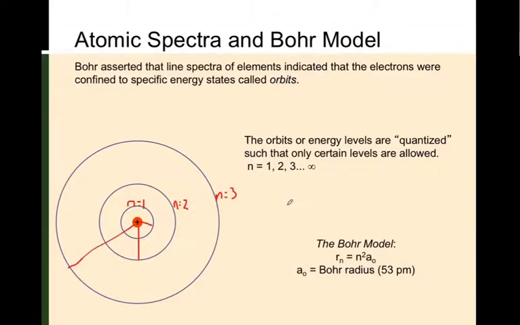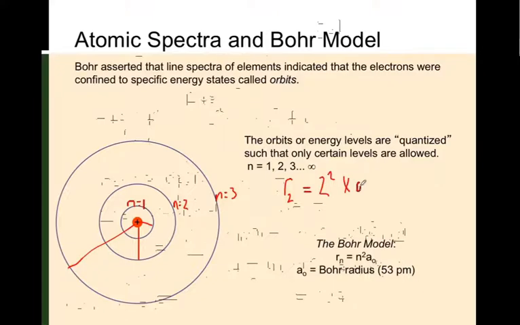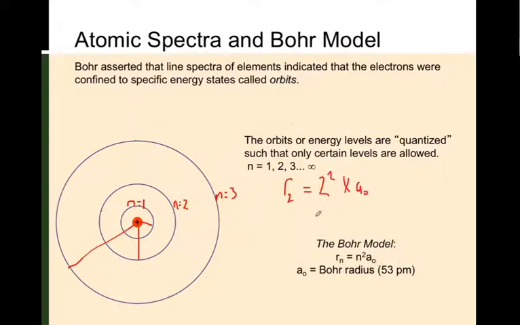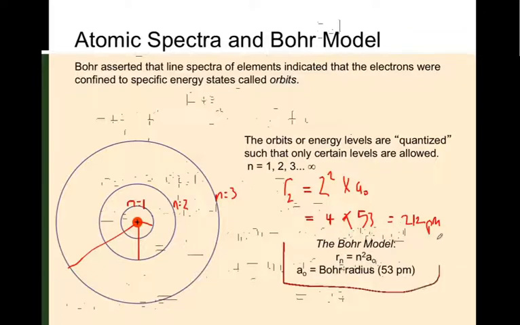So for example, we could do the calculation for r2, so when n is equal to 2, it is equal to 2 squared times a0, which is 53. So this is 4 times 53 picometers, which would be equal to 212 picometers for the n equals 2 level. It's just using this equation here.